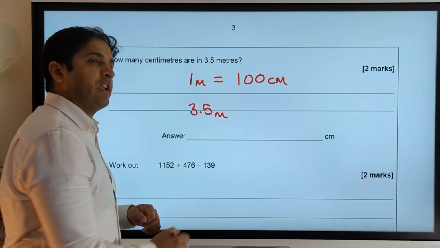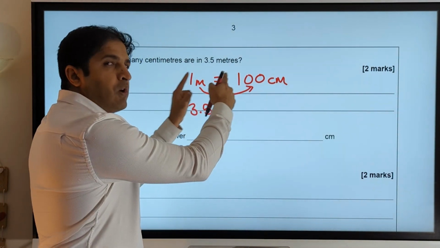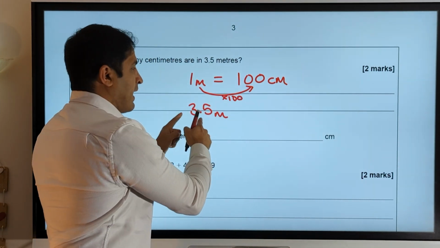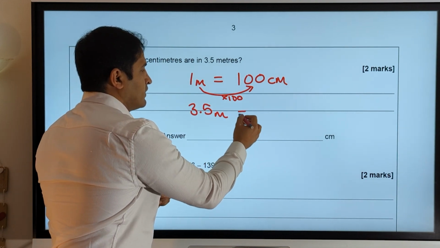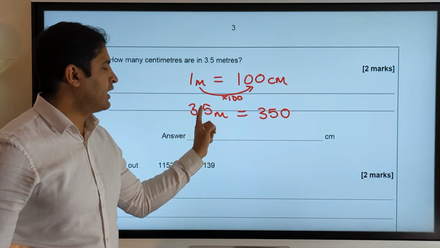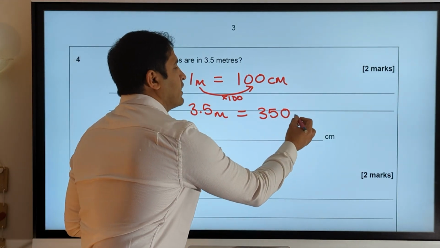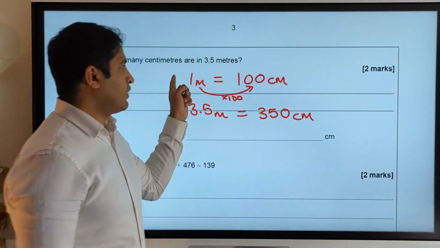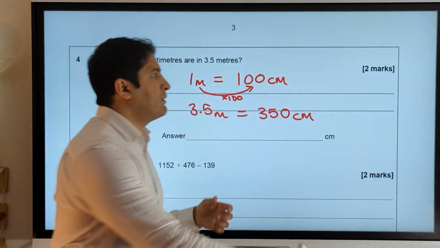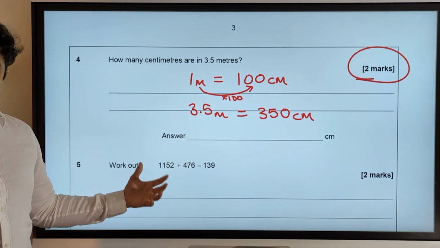3.5 meter, that's what we're trying to get. What would that be? Remember, if I go from meter to centimeter, I'm going from 1 to 100, so I need to multiply by 100. If I multiply this by 100, I get 350, because 3 meter multiplied by 100 gives you 300, and 0.5 gives you 50. So 3.5 meter multiplied by 100 gives you 350 centimeter. If you write something like this down, you will get 1 mark, and getting the correct 350 centimeter gives you the second mark.